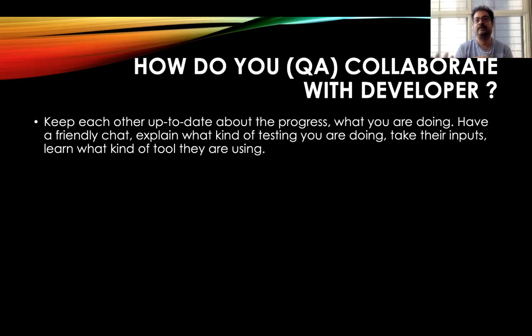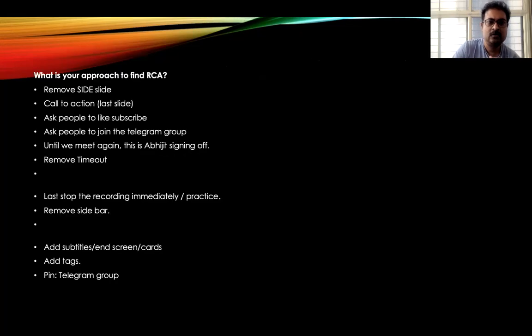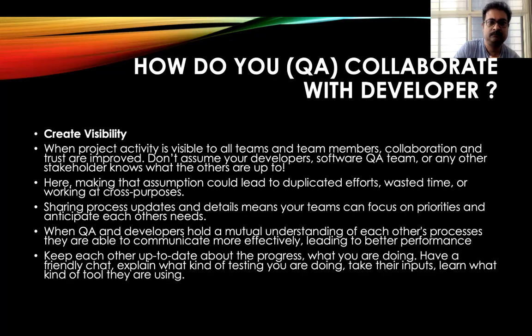And once we know each other's process, we will know the product better. Once we keep discussing, the developer will get a different perspective, like the QA perspective. We will also get their perspective. And once we know the product better, we'll be able to test it better. Once we go deeper into the product, we'll be able to test it better. Okay. So creating visibility is important.